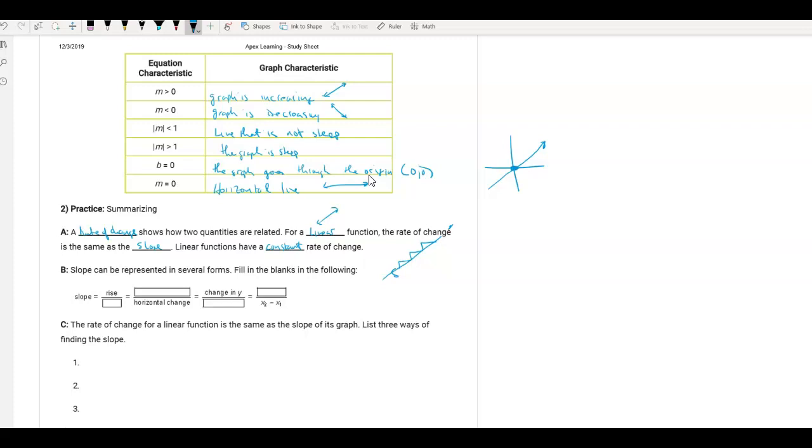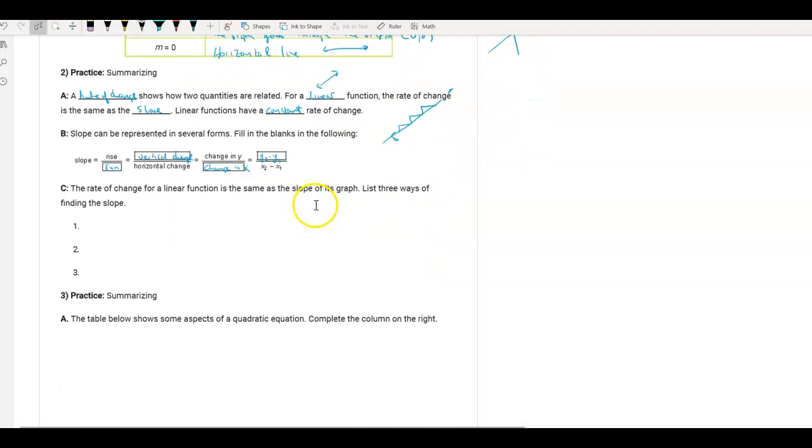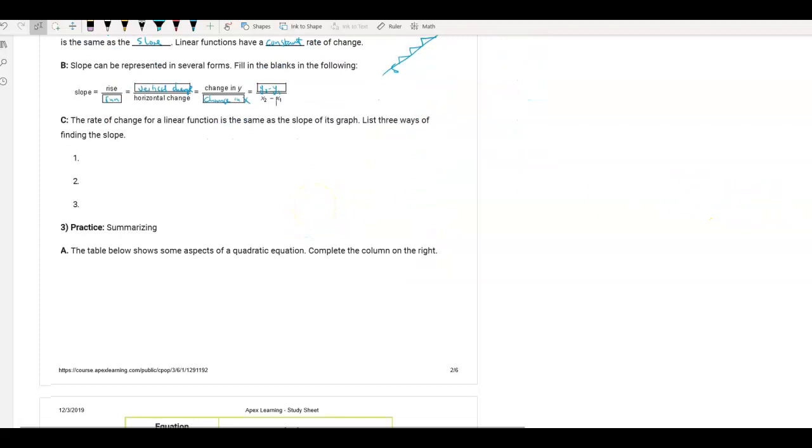So slope is basically your rise over your run, or your vertical change over your horizontal change, which is your change in y over your change in x. So you would get y2 minus y1 over x2 minus x1. Now don't let those little numbers mess you up. It's just basically telling you the order in which you subtract is important. Okay? So the rate of change for a linear function is the same as the slope.